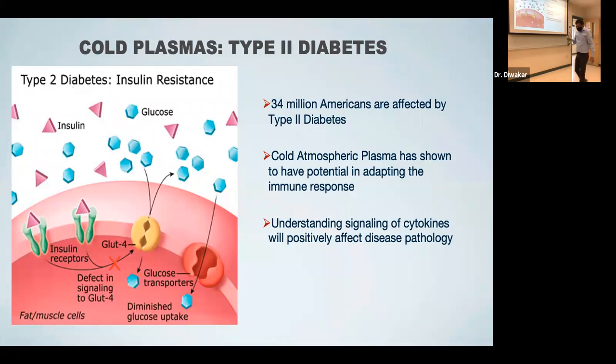The new project we have started working on is type 2 diabetes, and one of the graduate students is working on it. Of all the diabetes that occurs, 95% of people have type 2 diabetes. One of the issues with diabetes is that insulin is not produced properly. But in type 2 diabetes, even though insulin might be produced in a regular fashion, our body develops a resistance against it.